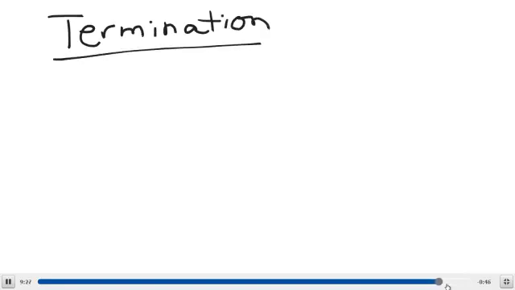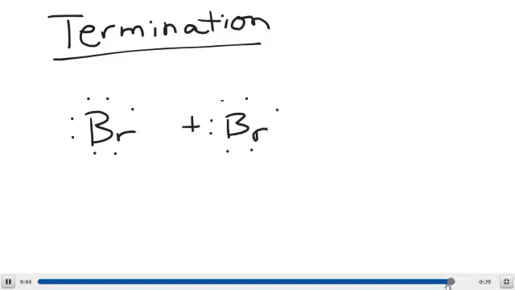Eventually, though, you will get to a termination step. The termination step is a step in which two radicals come together and you stop the propagation. I could care less what two radicals you bring together. It does not matter. I like to keep it simple. If it's a radical that was formed during the course of the reaction, you can use it. Keep it simple.